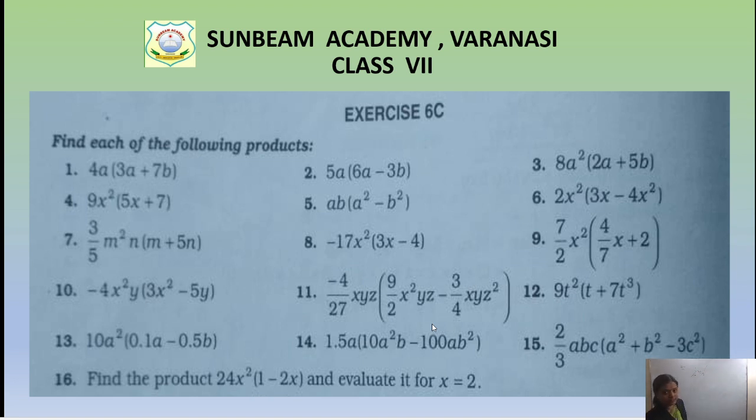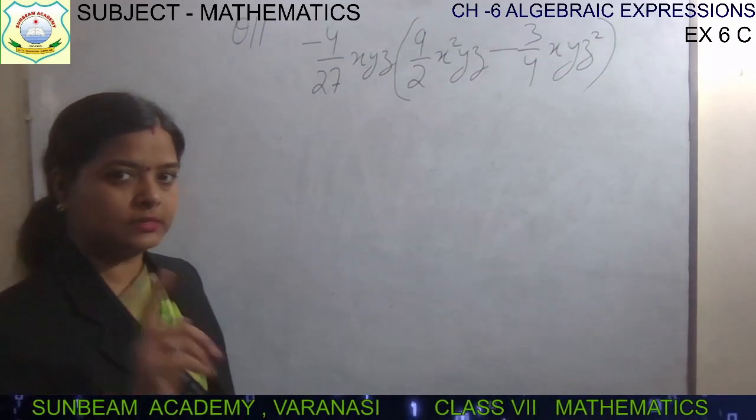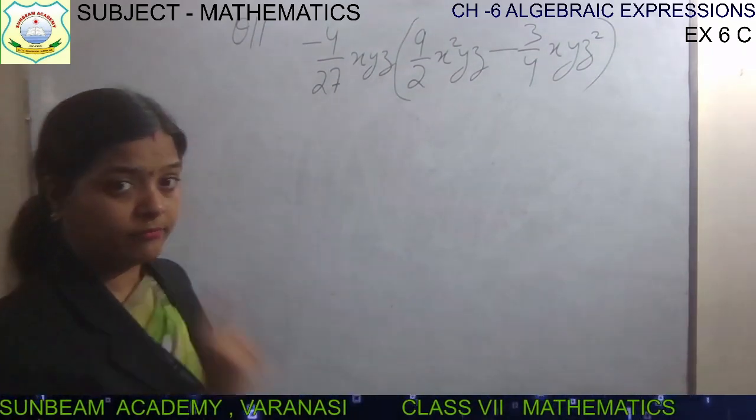That's why I have picked this question. 9 by 2 x square y z, and then minus 3 by 4 x y z square. Now match your question, children. Minus 4 by 27 x y z, 9 by 2 x square y z, minus 3 by 4 x y z square. Yes. Now we will start. We have matched the question and then we will start it.